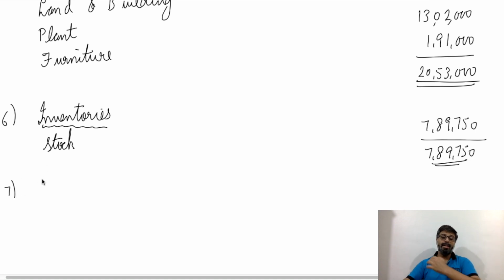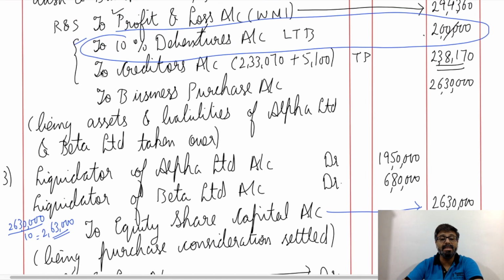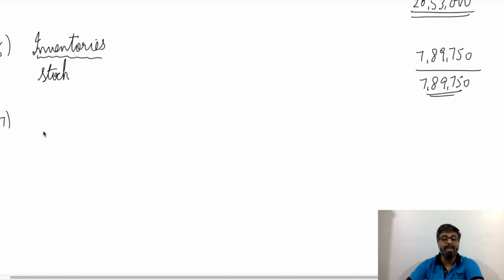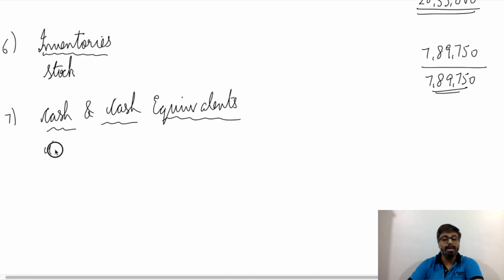Then inventories, then trade receivables. Trade receivables means debtors. Do we have debtors in this entry? We don't have. Then after trade receivables, cash and cash equivalents will include this cash and bank balance. So the seventh item would be cash and cash equivalents. Okay, we have to write only those notes which are present in the question. So cash and cash equivalents will include cash and bank balance.